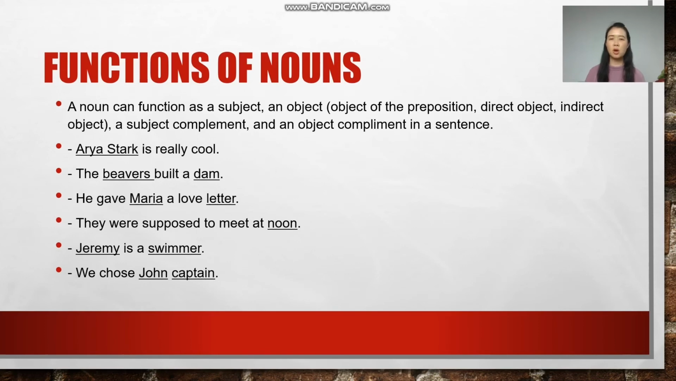Okay. And the last one, we have "we chose John captain." For the word "John," that is the object of this sentence, because John was chosen to be something. And once we are talking about John, that is the object. The word "captain" is used to modify or explain more in detail about the word "John." So the word "captain" is not an indirect or even a direct object, but it is the object complement, to give more information about John.